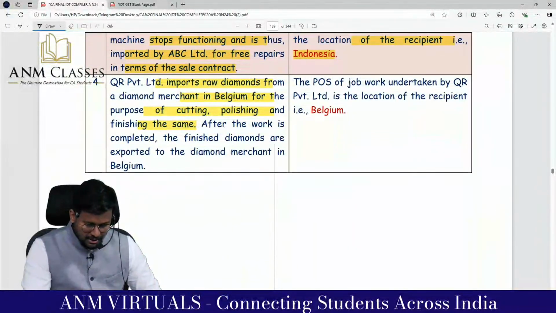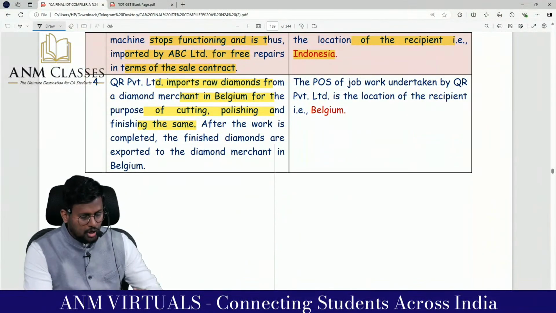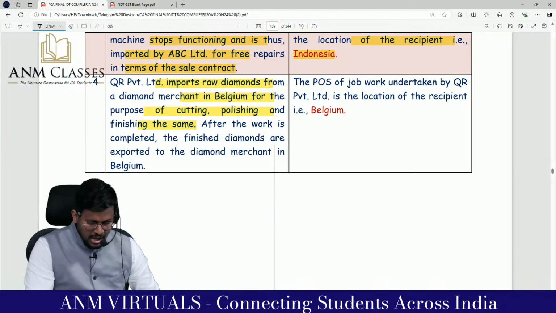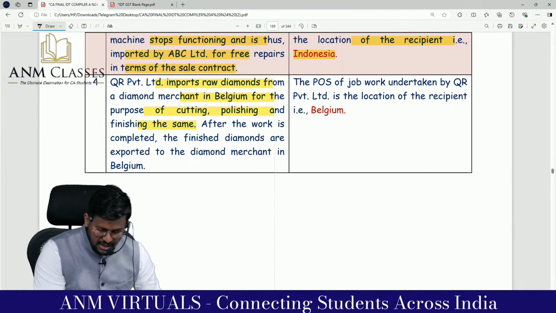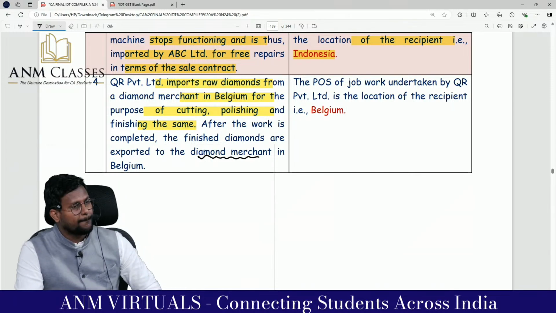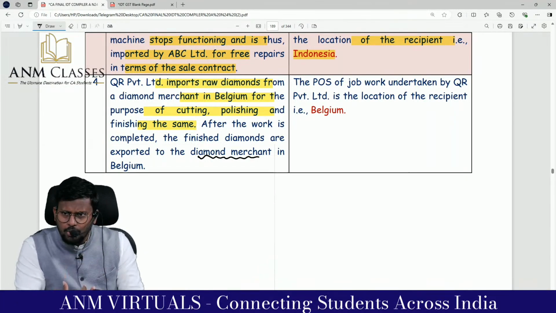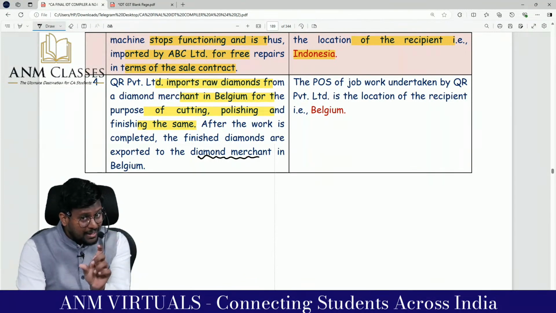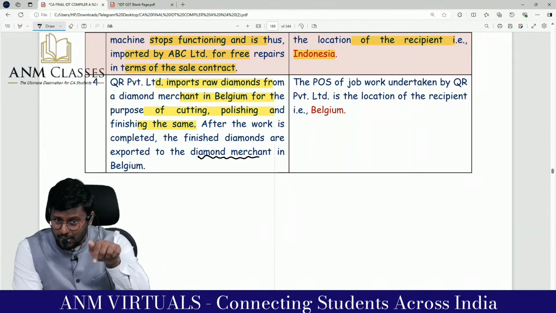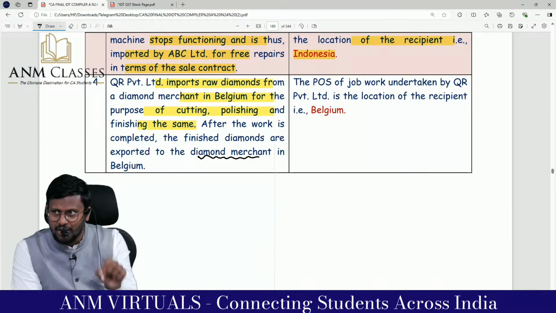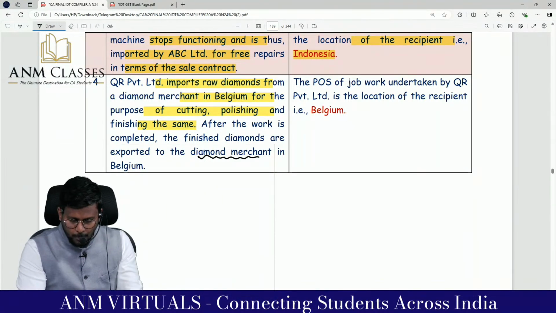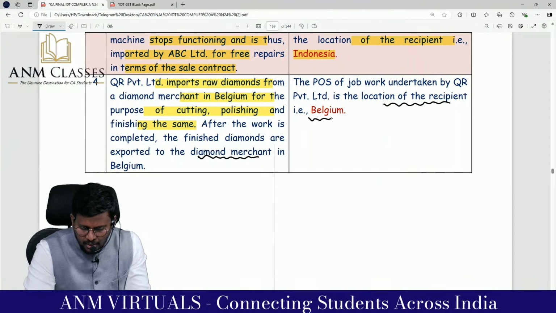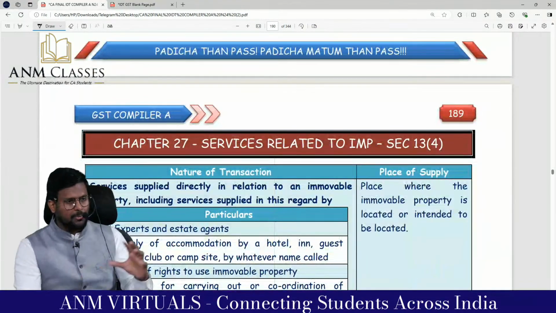Appo inga paathaa, QR Private Limited imports raw diamonds from a diamond merchant in Belgium for the purpose of cutting, polishing and finishing the same. After the work is completed, finished diamonds are exported to the diamond merchant in Belgium. So I have imported only for the purpose of repair or any other work. This section will not be applicable. Adhu verum repairukku mattum illa, adhu koodha rendu vaarthai additional aa irukkunnu solradhukaaga thaan. Treatment or process irukkunnu solradhukaaga thaan indha example. Puriyudhungala? So place of supply of job work undertaken by QR Private Limited is the location of the recipient. That is Belgium, my dear lovable students. Are you comfortable? Yes. That's it, man.